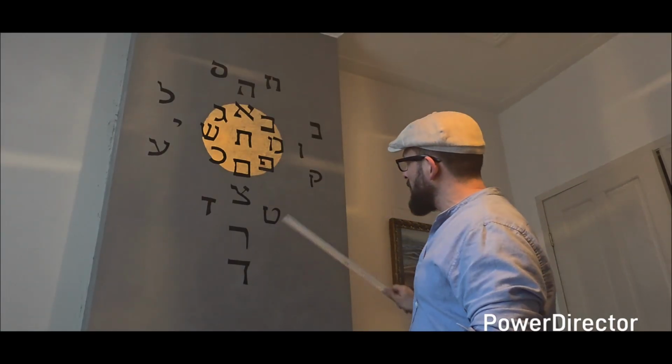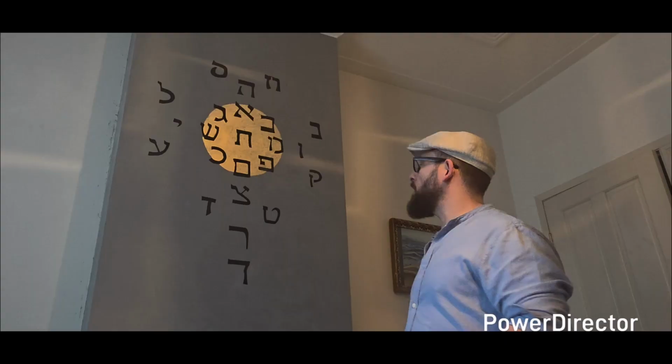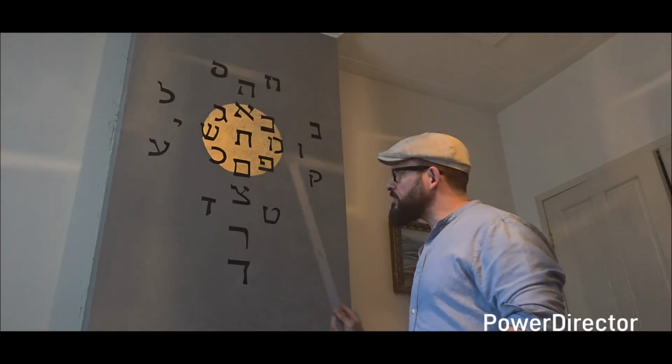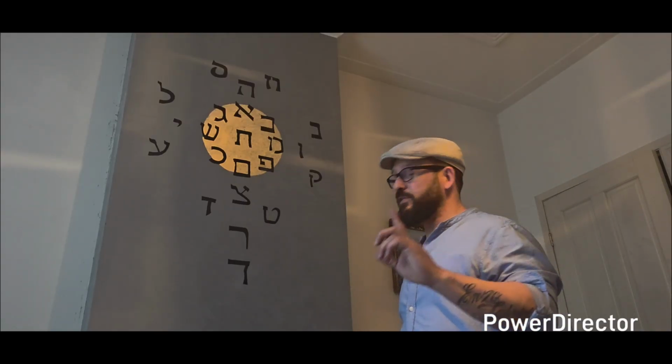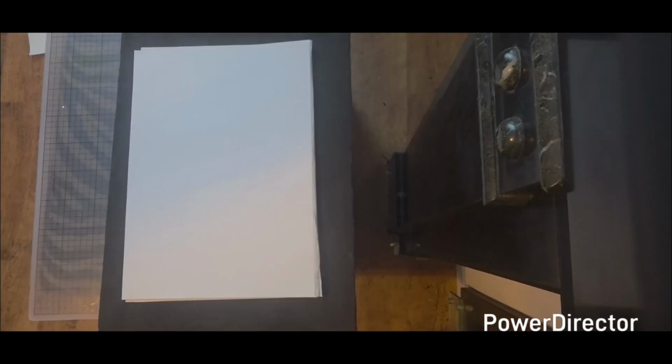samech, tet for the T, and then a resh for the R. So we have two reshes and two vavs. Very interesting word. Let's go to the drawing table and take a closer look at these words. We'll also treat the Aramaic version. Okay, so there we go.